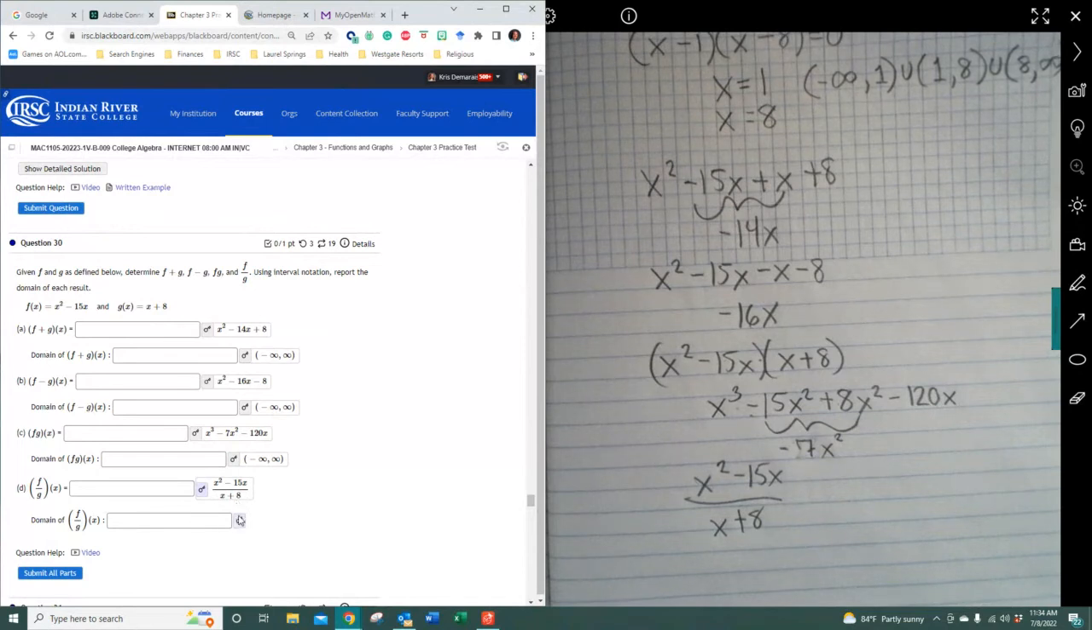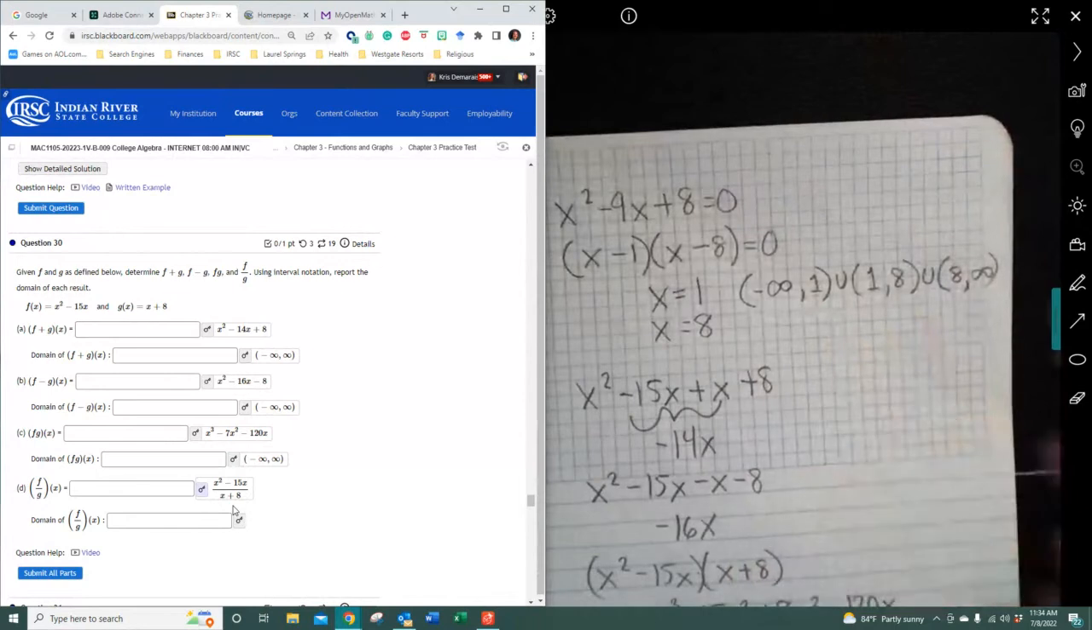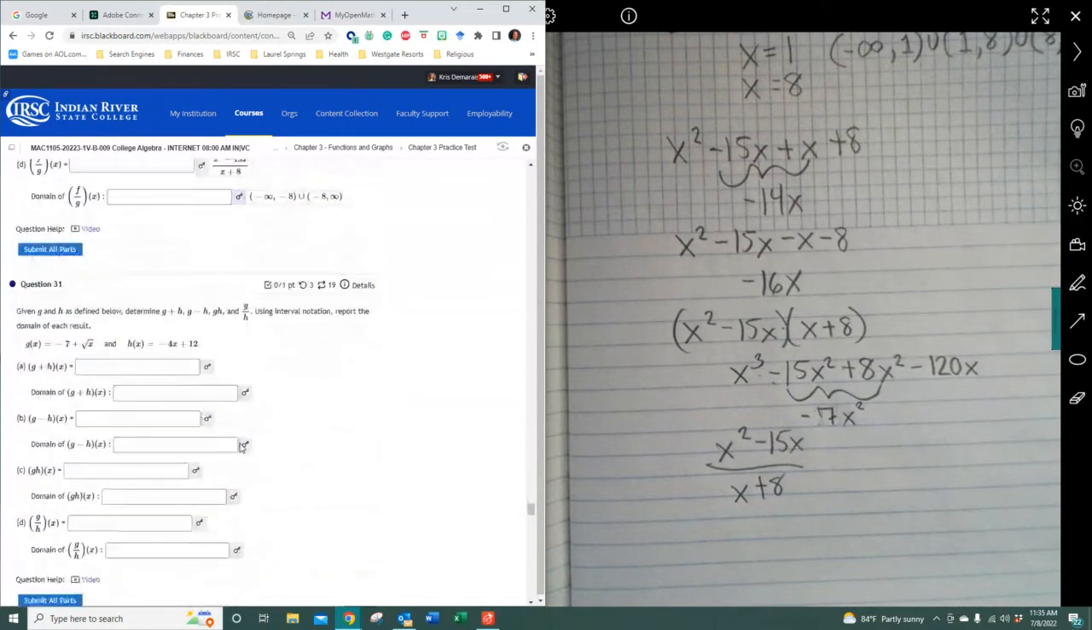So we're going to skip over negative 8 by putting negative infinity and then doing all the things that we do, kind of like this one right here. We're going to just skip over negative 8. Now, I'm not going to write it for you. I'm just showing you the answer. All right, so that's question number 30.